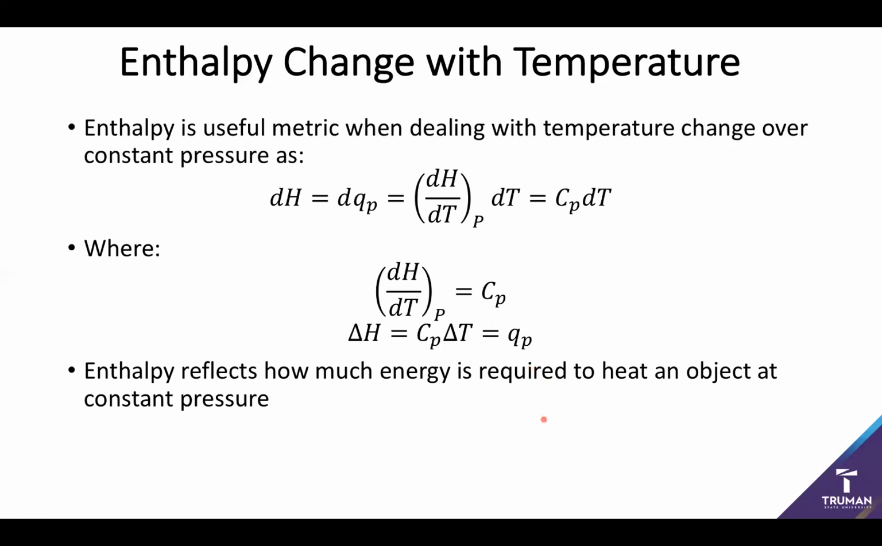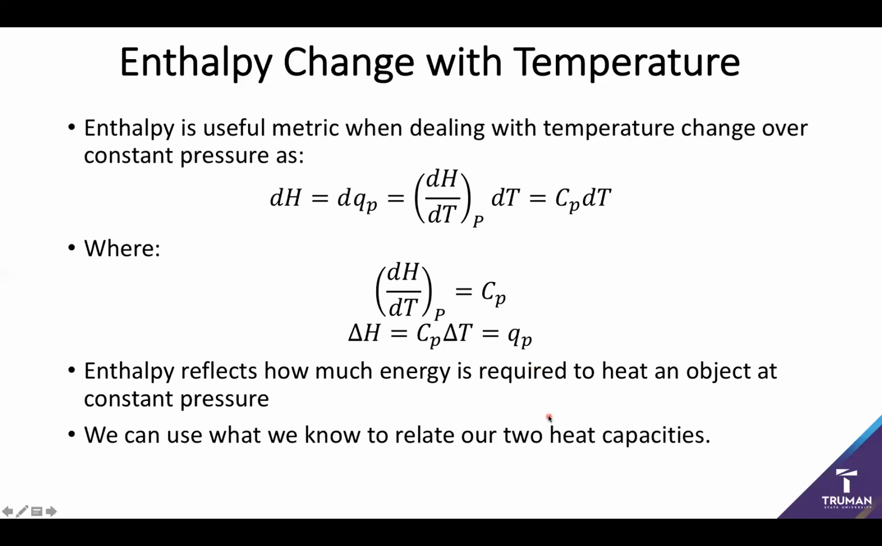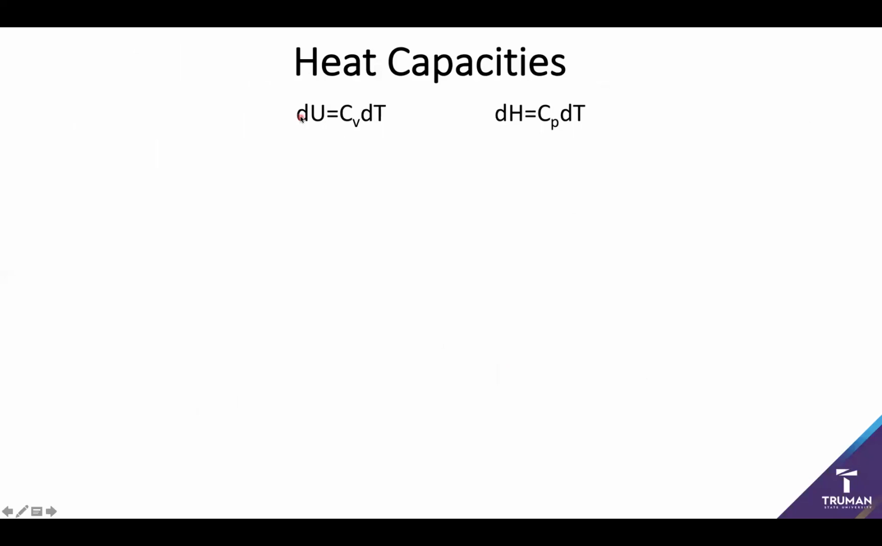However, it is worth noting that we now have our isobaric heat capacity, but it could be really useful to have some comparison to our isochoric heat capacity. Our isochoric heat capacity is related to the change in internal energy, and our isobaric heat capacity is related to the change in enthalpy. So if I want to relate my two heat capacities, I'm going to want to relate my two properties, enthalpy and internal energy.